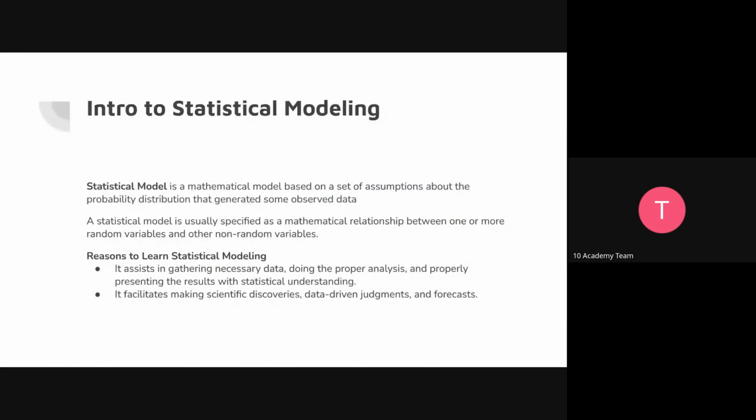Anyway, why do we need statistical modeling? Basically, it assists in understanding when we are gathering and analyzing the data. When we have a statistical model, we have a proper understanding of the data and the results we have. And the second part is the one that I just mentioned: it helps us make data-driven decisions, allowing us to do different kinds of statistical inference.